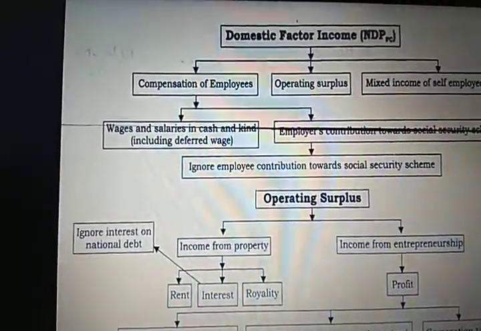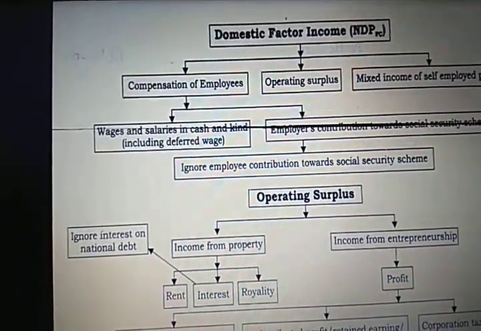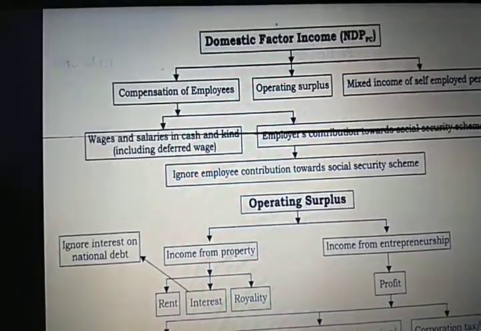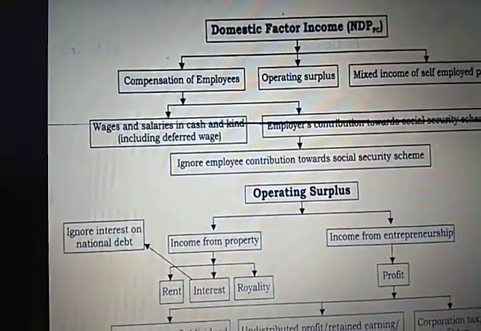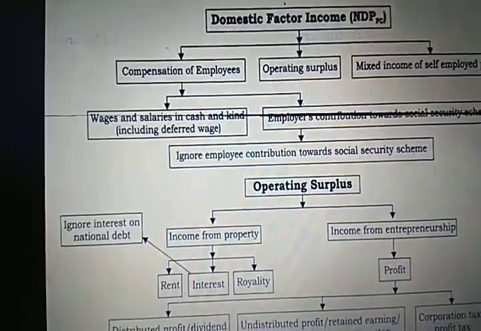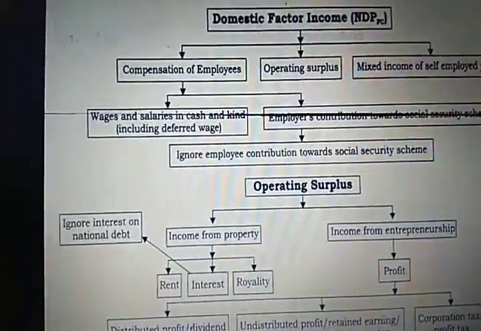Now, wages and salary in kind means that along with your job, if you have been given a bungalow to reside in, a flat, a mobile phone to use, or even a car which is provided to you by the company, these all come under wages and salary in kind. So I hope this is clear.